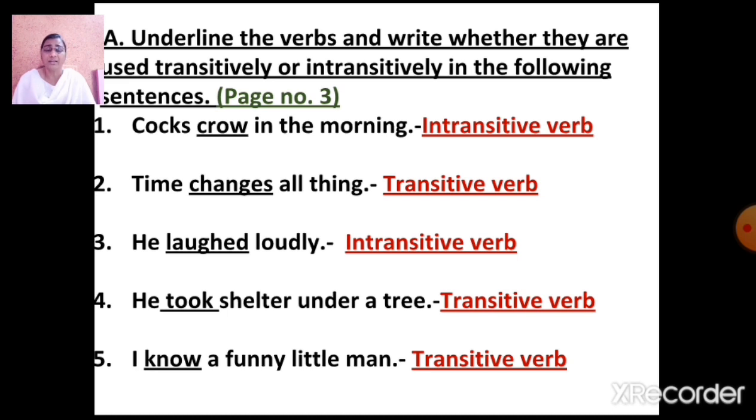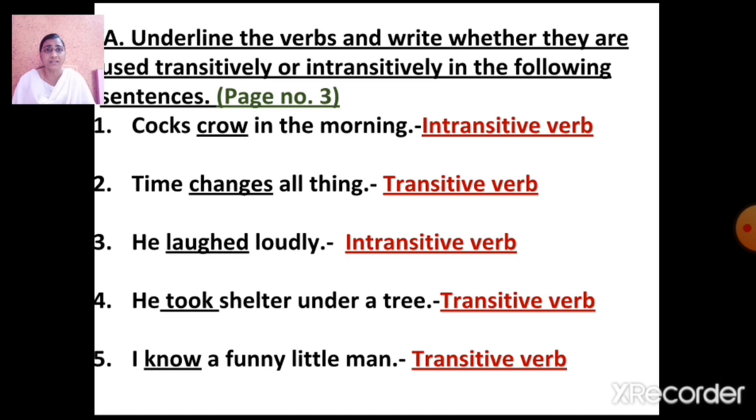He took shelter under a tree. Now here, took is the verb. So, underline that. Now, ask the question, took what? Yes, we are getting the answer. Shelter under a tree. Right. So, it is a transitive verb. Now, the next is, I know a funny little man. Now, here, the verb is know. Now, ask the question, know what? Yes, we are getting the answer, a funny little man. So, it is a transitive verb.